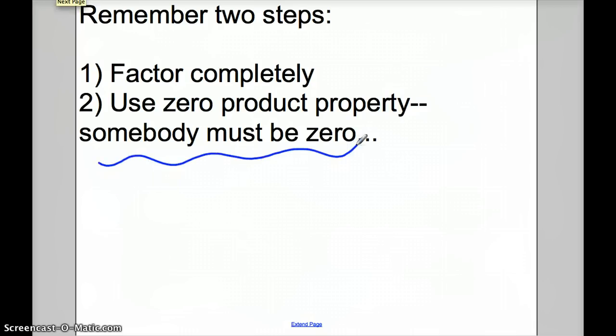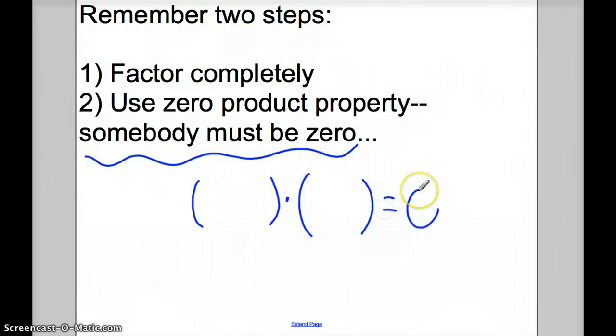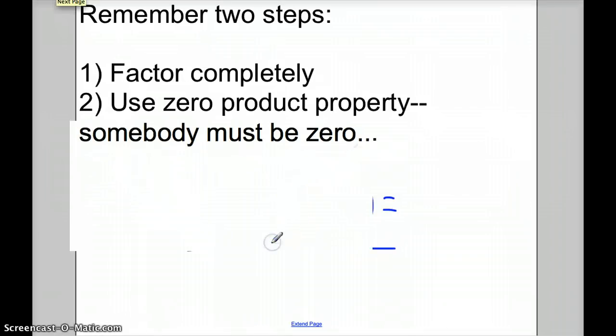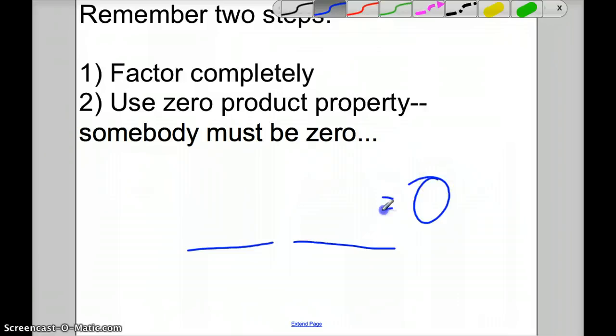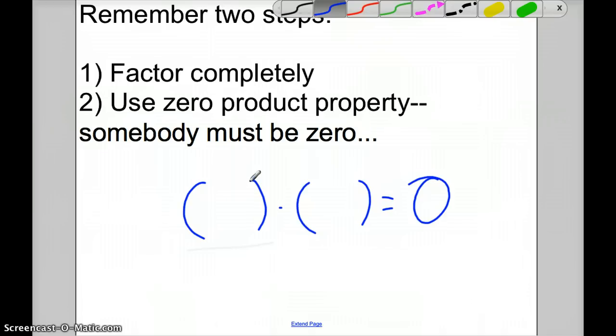Somebody must be 0. So whenever you have a product equal to 0, then either the first part is 0 or the second part is 0. Somebody must be 0. So remember those key things when you're trying to solve these quadratics: once you factor it, all you have to do is decide who is 0 and what makes them 0. So do your best, and definitely check your answers by plugging them back in and seeing if they work in your equation.